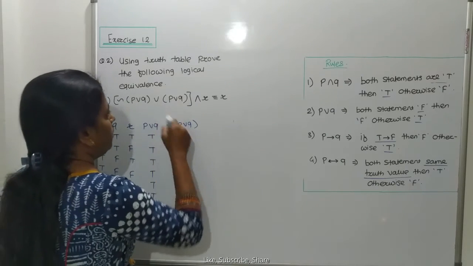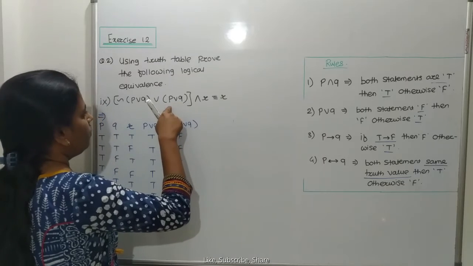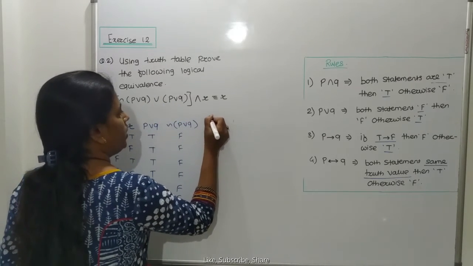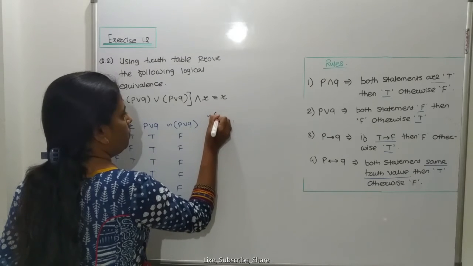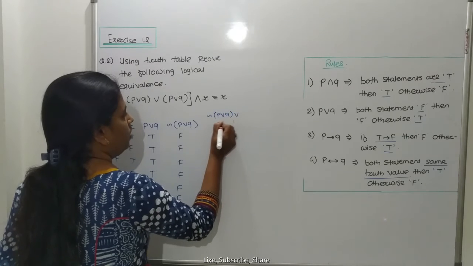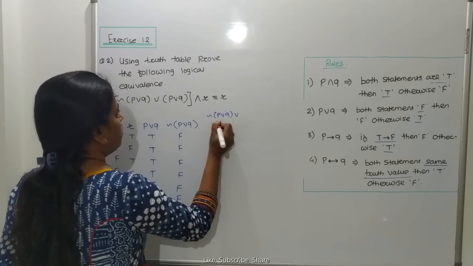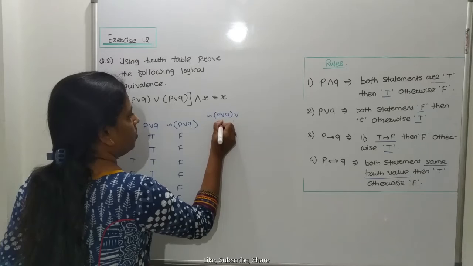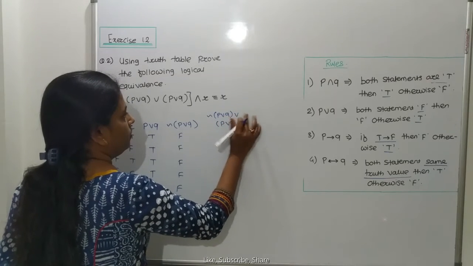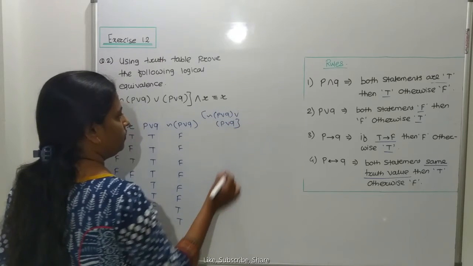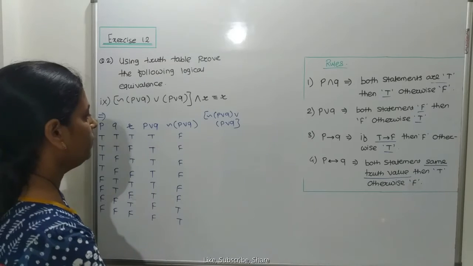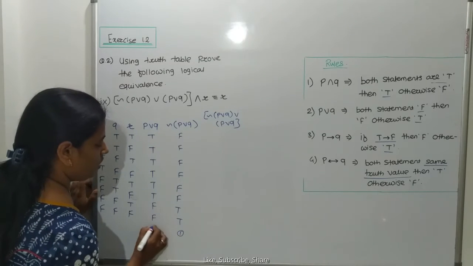True. Now next, P or Q, we already know this value. So we have to perform AND operation with these two. So how to write? Not of P or Q, and then the operation with these two, P or Q. So we have to perform OR operation with these two. So this is your first statement and this is your second one.